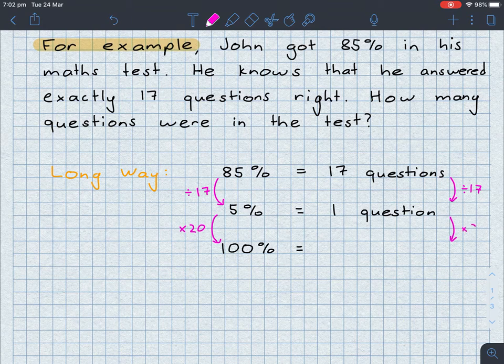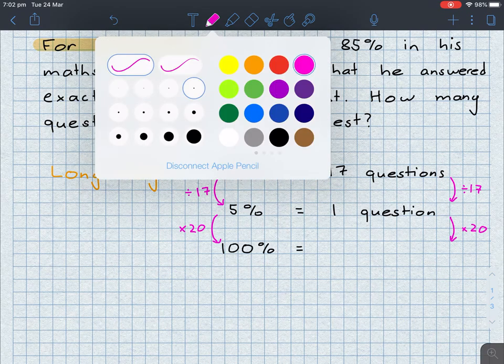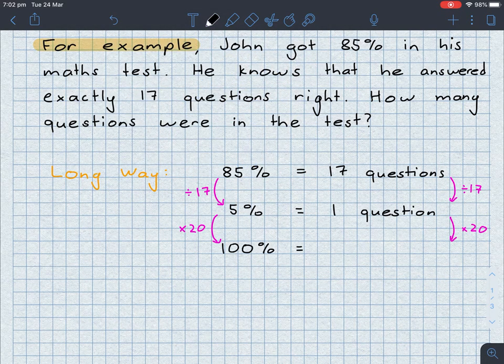And we'll do the same on the other side. So one question times 20 gives us 20 questions. So that means there were 20 questions in the test. And because it was a word problem, I'll write that down in a sentence at the end. There were 20 questions in the test.